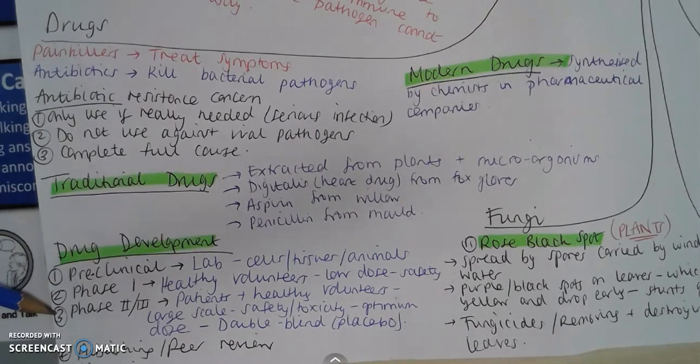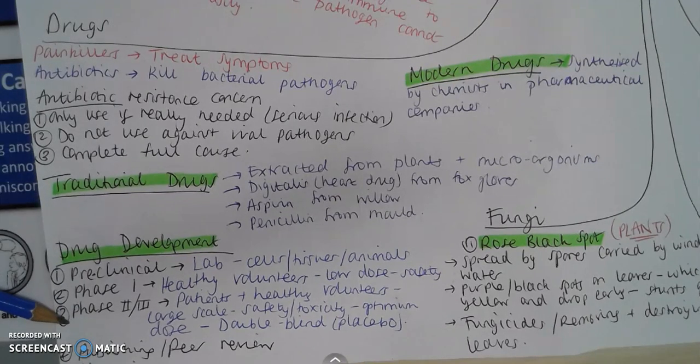In phases 2 and 3 it does vary slightly, but in general it's patients and healthy volunteers. It's a large scale trial in that thousands of people will form part of that phase. They're looking at safety, toxicity, trying to work out the optimum dose and identify any possible side effects and their likelihood. And also at this point it's usually done double blind, so the doctors and the patients don't know who has been given the drug and who has been given a placebo.